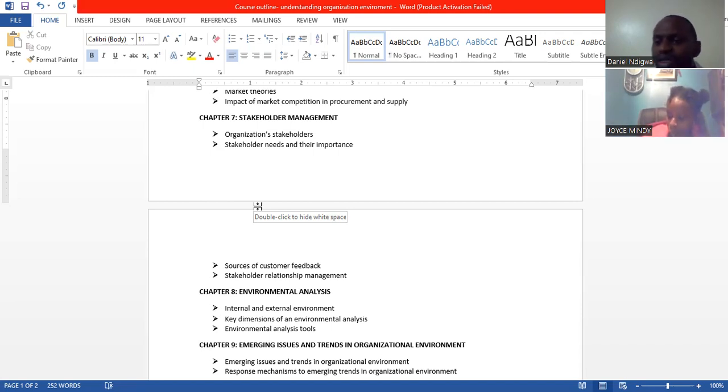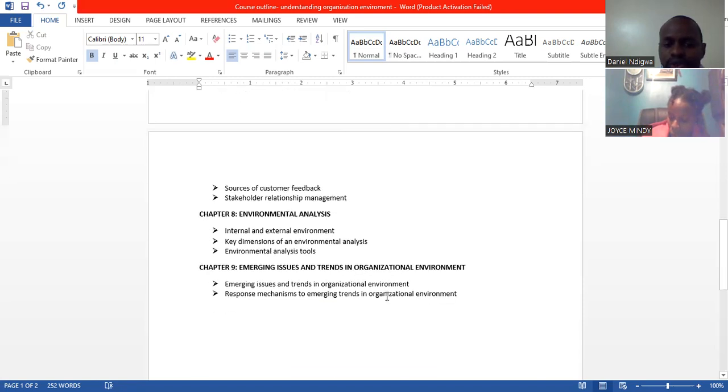The BCG model also, things like that. Then we shall also look at the dimensions of environmental analysis and the various tools that are used during environmental analysis. Then the last chapter will be the emerging issues and trends in organizational environment.